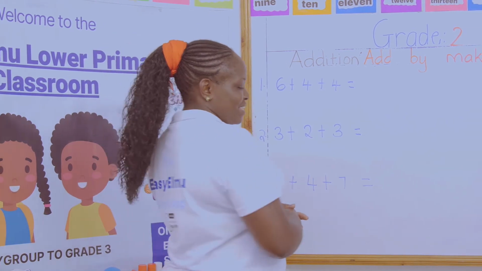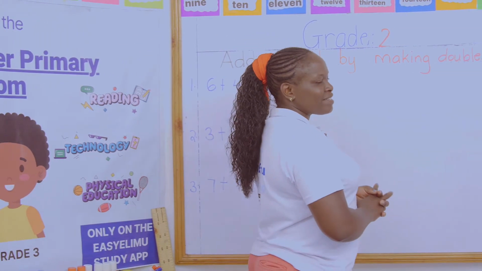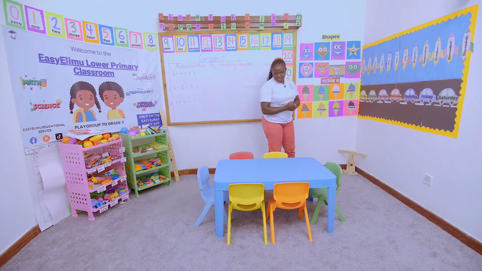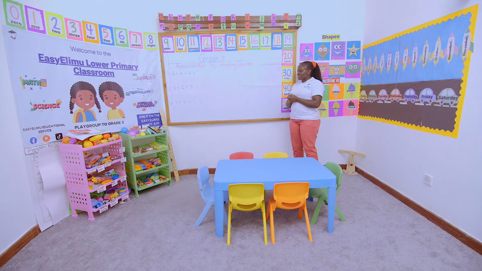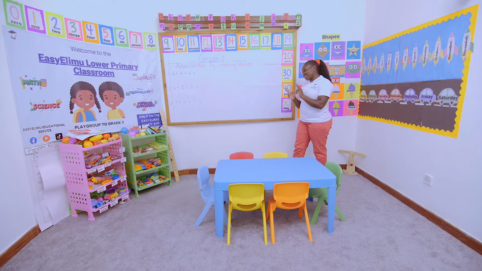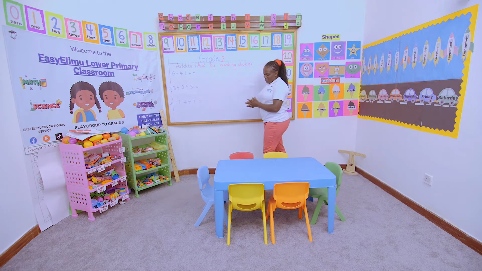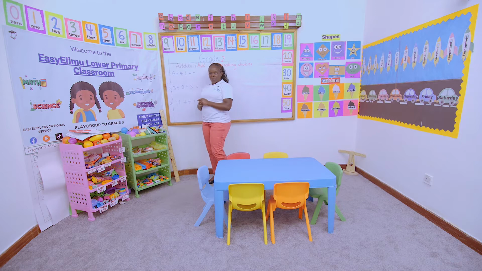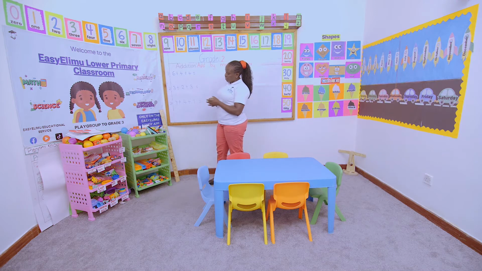Add by making doubles. If someone enters this class today and asks you, what are doubles? Doubles are two numbers that look alike. Twins. Doubles are two numbers that look alike. Is 6 and 4 double? No. Why? They don't look alike. So give me the doubles on this question.